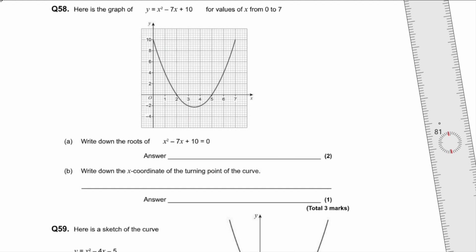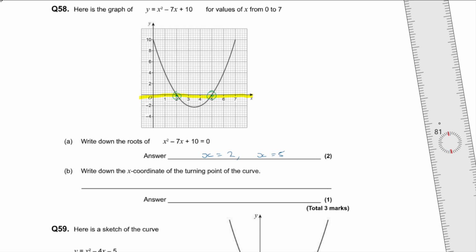So here's the graph of y equals x squared minus 7x plus 10 for the values of x from 0 to 7. Write down the roots of x squared minus 7x plus 10. Now, the roots are just where the graph passes through the x-axis. So it's going to be at that point there, 2, and at that point there, 5. So the roots of this equation are x is equal to 2 and x is equal to 5.